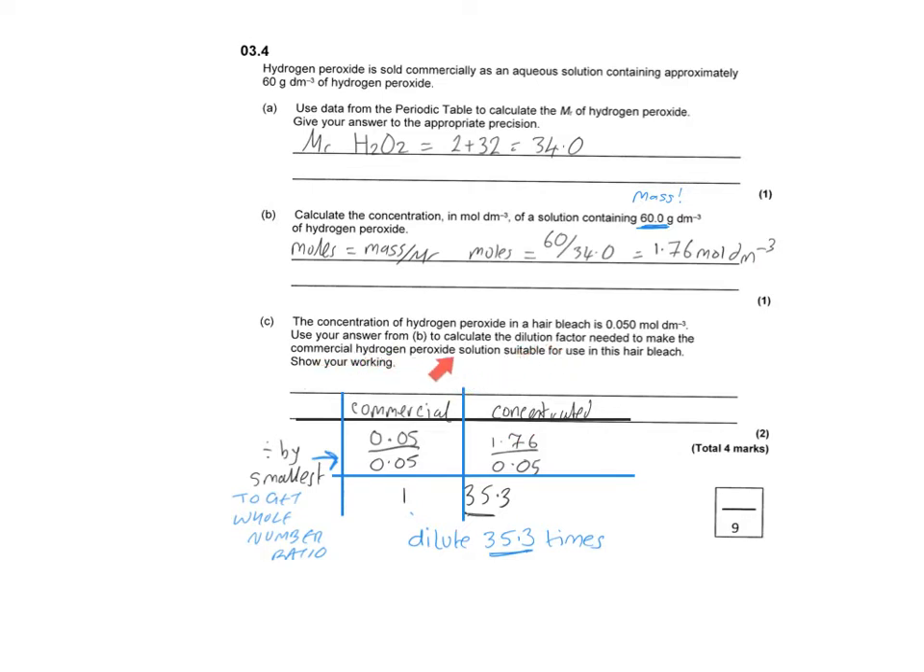It's simply a ratio. How do you get a whole number ratio? You divide both through by the smallest. So the commercial one is 0.05 divided by the smallest, which gives 1, and the concentrate gives 35.5. You need to dilute it 35.3 times. Kick yourselves, because that was so easy.